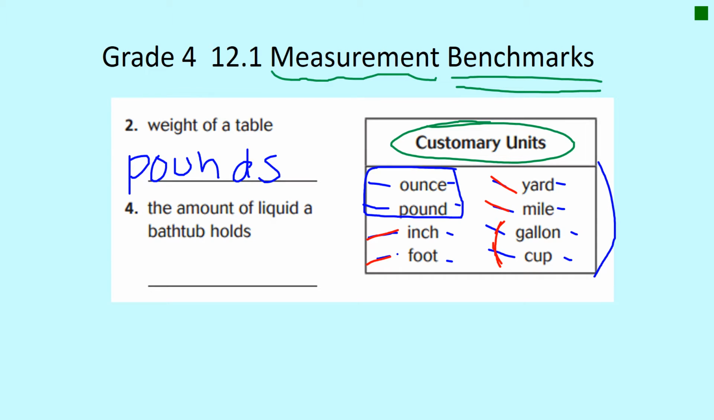Now, a gallon is like a milk gallon. They're kind of squared off plastic with the handle built in. Okay, and then a cup's like a teacup. Okay, it's maybe like half a water bottle that you would buy. Okay, so would you use a gallon or a cup to measure what's in a bathtub? Well, I would use a gallon because a bathtub can hold a lot of water, right? Okay, so those are some measurement benchmarks for customary units. Let's keep going.